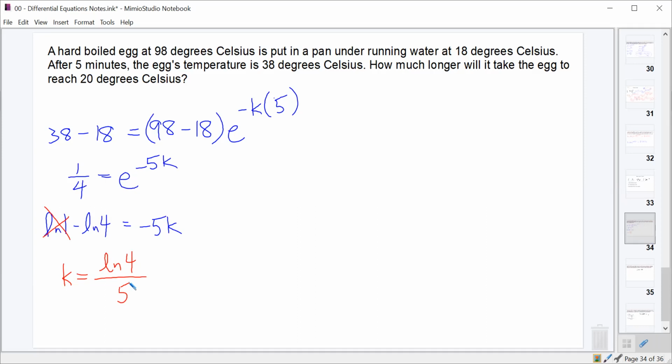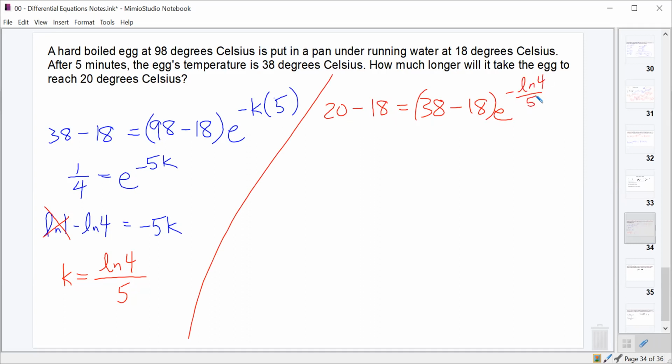So this time, we'll start with our initial temperature being the 38 that it's already reached. If you started with the 98 again, you'd have to just subtract 5 from here. We might as well just start at 38 this time. So our final temperature now is going to be 20 minus the 18 that it's in the surrounding. And now our initial is 38 minus the 18, times e to the negative k, so natural log 4 over 5, times t. And all that's left is to solve for t.